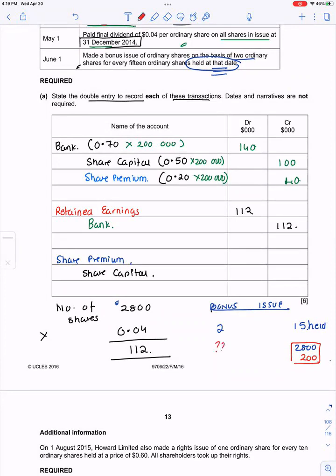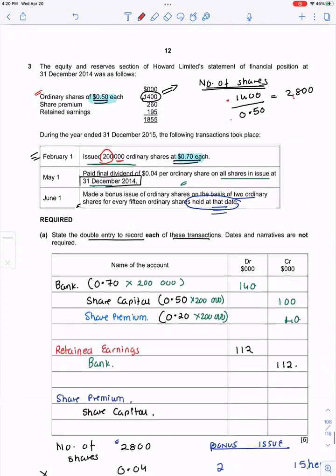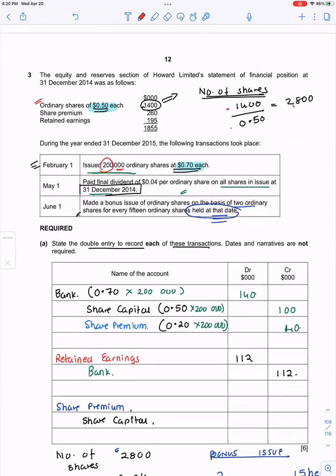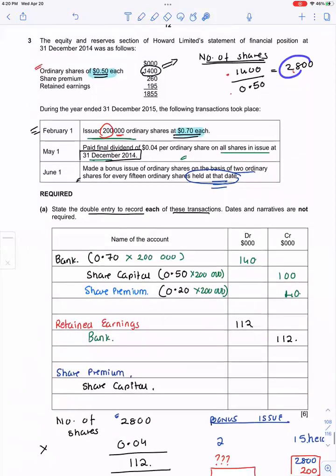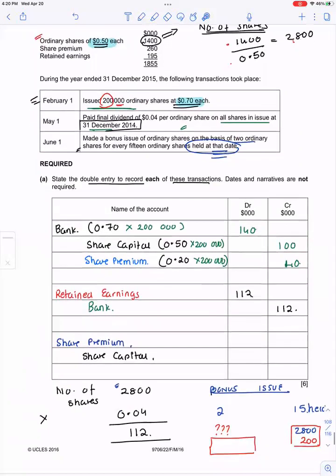So what will be the bonus issue? How many shares? Miss, how are there 3,000? What are your existing shares? 1,400 or 2,800? 2,800. And what are your new shares that you issued? 200,000. I'm removing 3 zeros because 3 zeros is there.